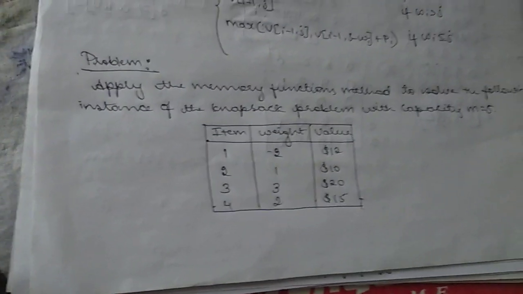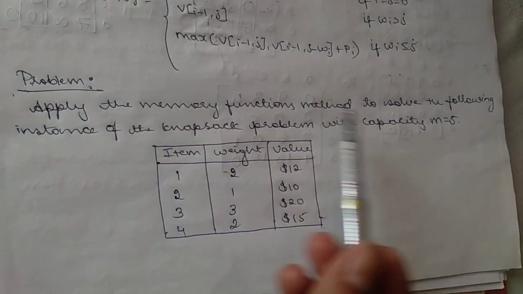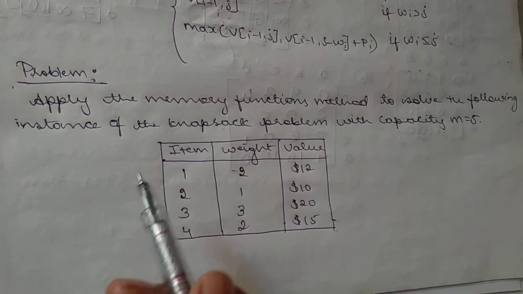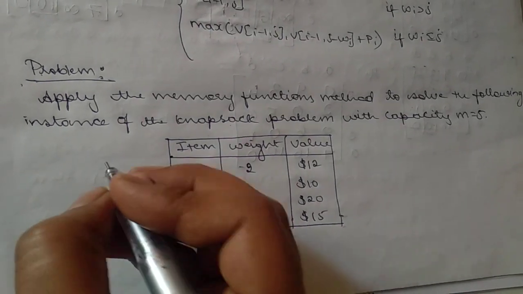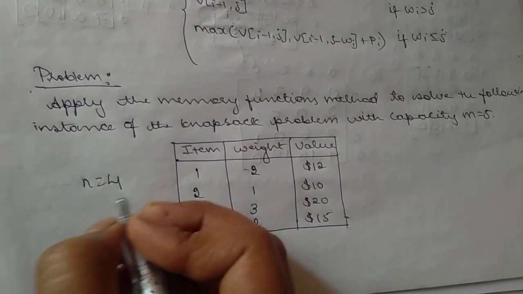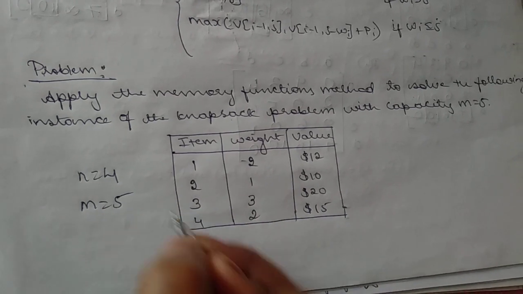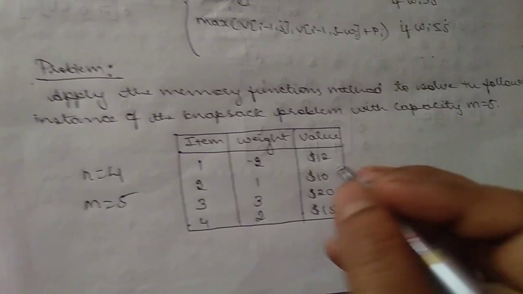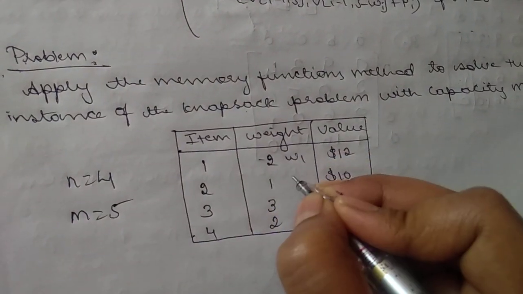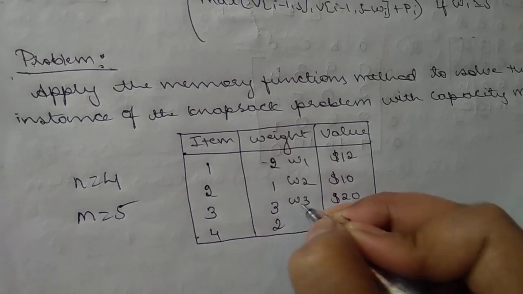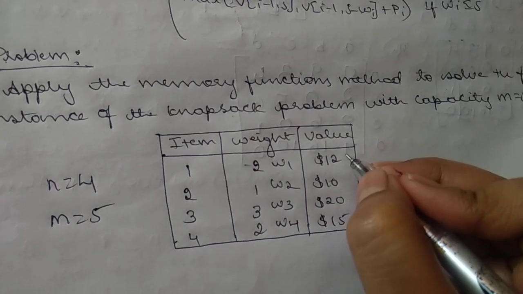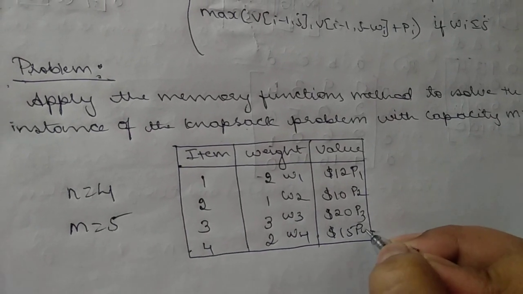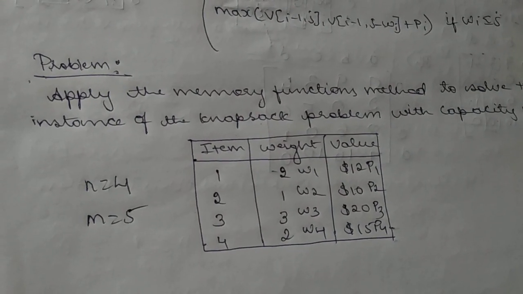Let me go for the problem directly here. Apply the memory function method to solve the problem instance of the knapsack problem with capacity m is equal to 5. Items 1, 2, 3, 4. That is n is equal to 4, m is equal to 5, it is given. Weights W1, W2, W3, W4. These are the weights. This is the profit, P1, P2, P3 and P4. These are the profits.